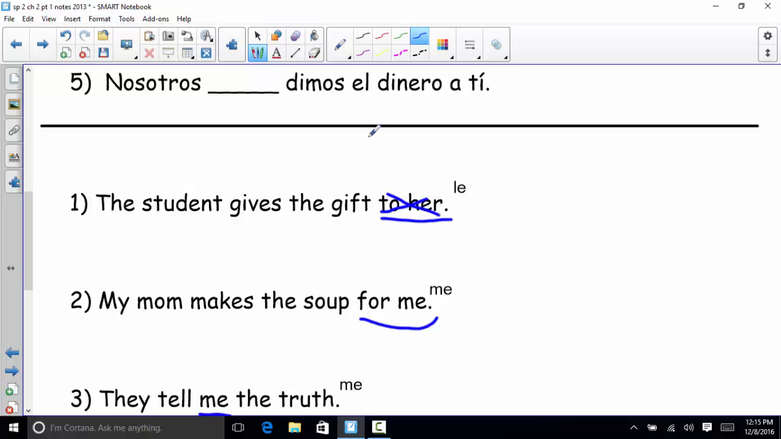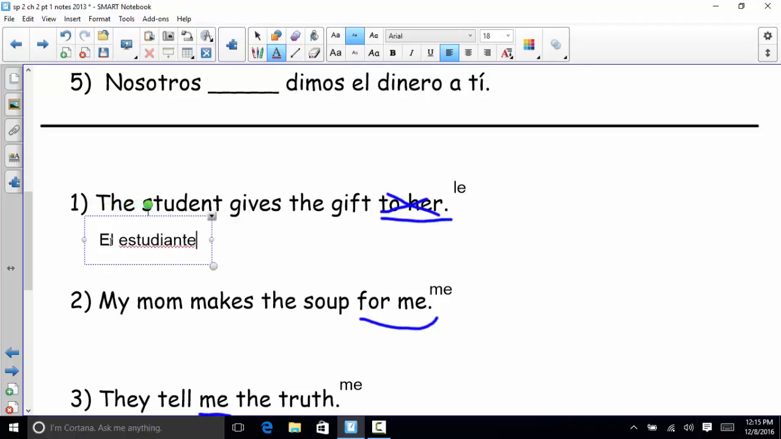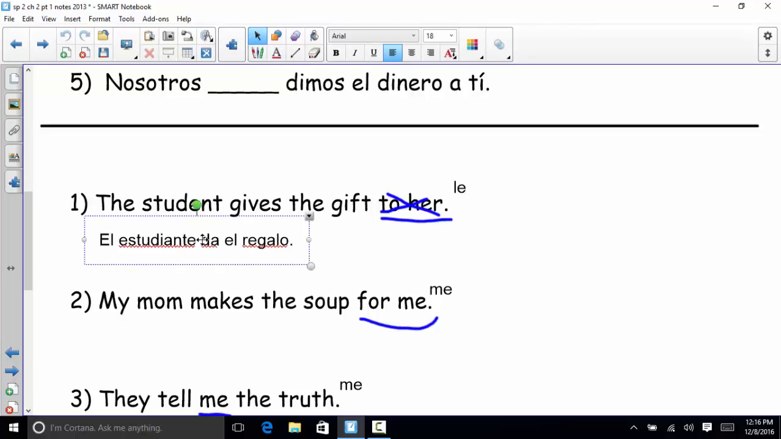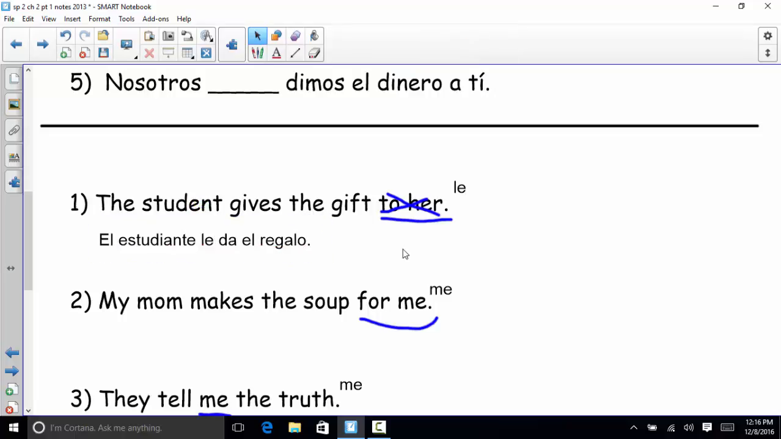And now I need to rewrite these sentences in Spanish. So if I think about the student gives, okay, the student gives would be el estudiante da el regalo. The student gives the gift. Okay, but I want to say the student gives her the gift. So what I'm going to do is, just like I did with direct object pronouns, I'm going to put that indirect object pronoun before the conjugated verb. So my new sentence, el estudiante le da el regalo.